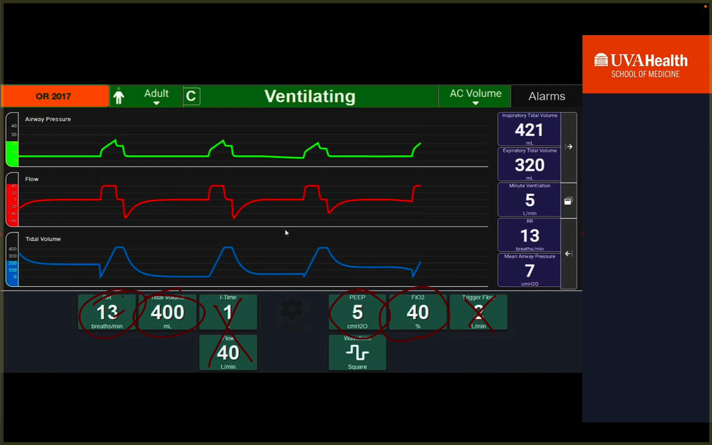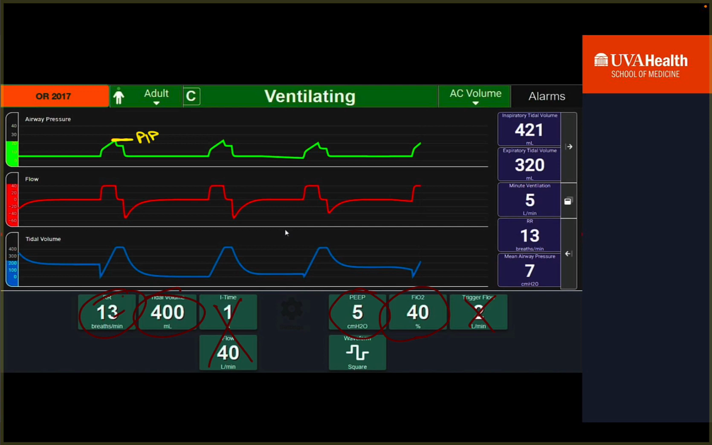And now if we look at the display, the waveforms displayed can be very helpful. So the highest pressure that we see, let me try a different color here, see if it looks a little better. The highest pressure displayed will be the peak inspiratory pressure. Notice I don't have that displayed on our current dashboard, but it commonly would be.